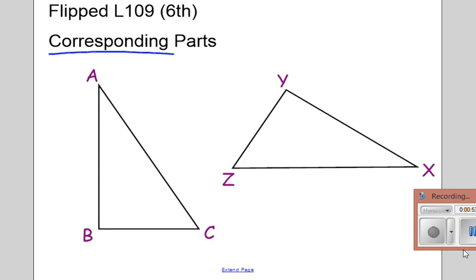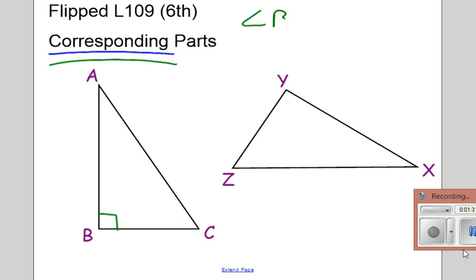On the screen you have triangle ABC and triangle XYZ. And these are both congruent. Now I could manipulate the shapes and tell you that they are congruent. But what we want to see here is how there are corresponding parts. Corresponding parts means that the measures of the sides and the measures of the angles are going to be the same. And we know they're going to be the same because they're congruent, because they are the same shape to begin with.